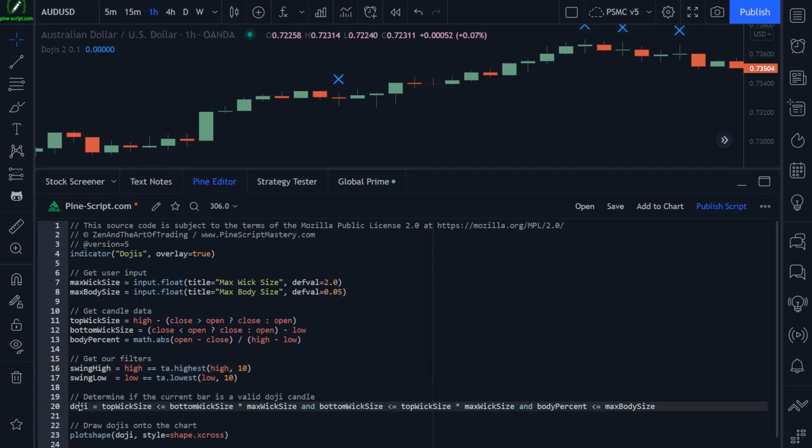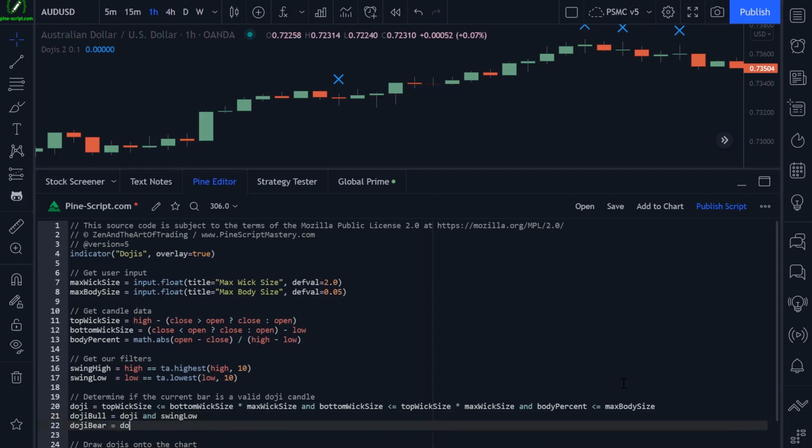So now let's split our dojis into 2 different types. Let's have doji bull and doji bear. Doji bull is going to be bullish dojis, doji bear is going to be bearish. So for a bullish doji, we want to check, do we have a doji candlestick pattern, and is that pattern a swing low? Then we can do the same for bearish. Do we have a doji pattern, and is that pattern a swing high?